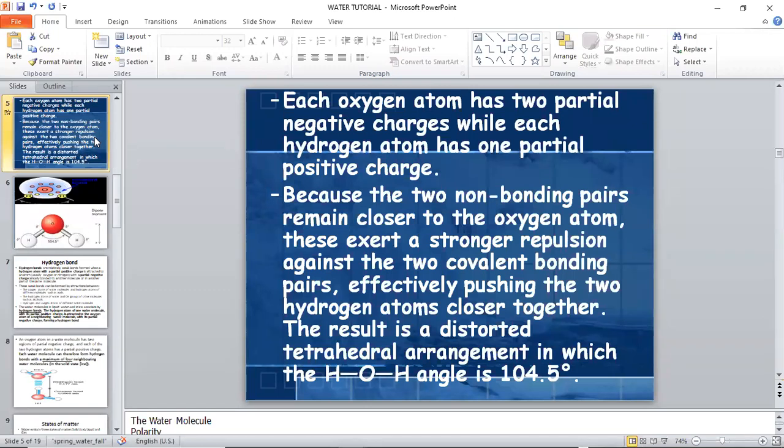And because of the 2 non-bonding pairs on the oxygen, they remain close to the oxygen atom, and that leads to strong repulsive forces, which leads to the hydrogen atoms being pushed closer to each other, which leads to that special angle of 104 degrees.